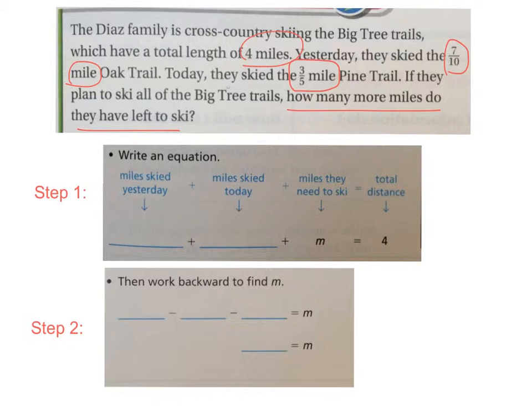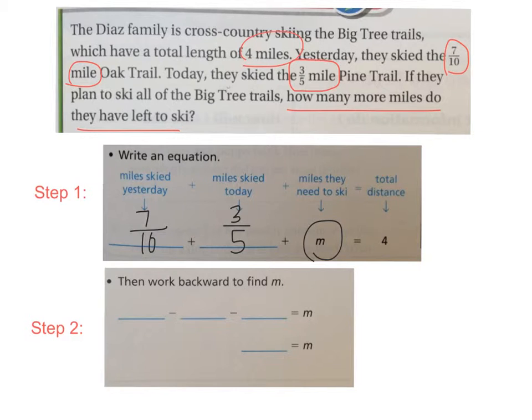So how many miles did the Diaz family ski yesterday? Ashi? 7/10. Okay, they skied 7/10 of a mile yesterday. How long did they ski today? What distance did they ski today? Ariel? 3/5 of a mile. And then we're going to write a variable because we don't know yet the amount that they still have left to ski. And so M stands for miles. So why don't we say M equals the amount of miles that they still need to ski. If I do 7/10 plus 3/5 plus M, that should equal the total distance that they're going to ski, which is how many miles? 4.